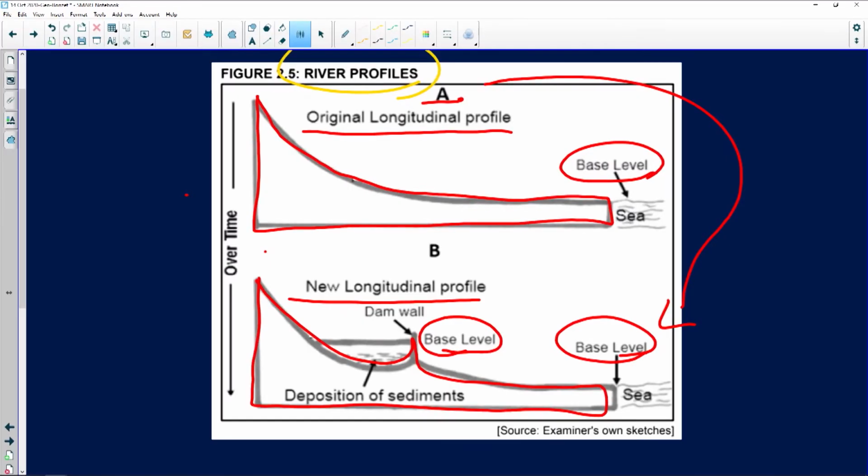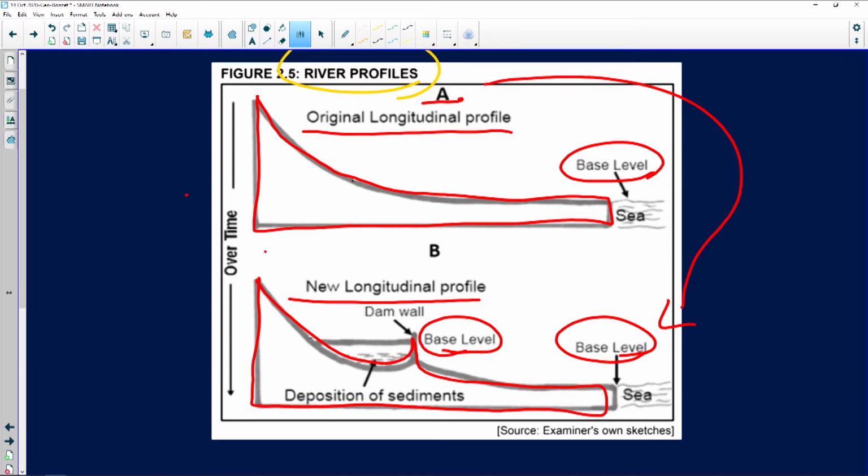First of all, let's just define the longitudinal profile of a river. It's basically a side profile of a river from the source to the mouth. It's like a cross section. You know, we're drawing a side profile from the source to the mouth. That's a longitudinal profile. But in this case, we have two different types of longitudinal profiles.